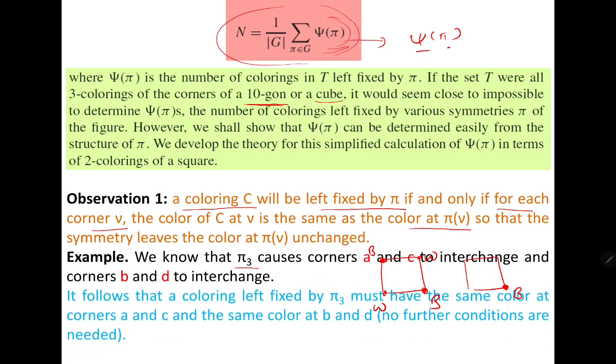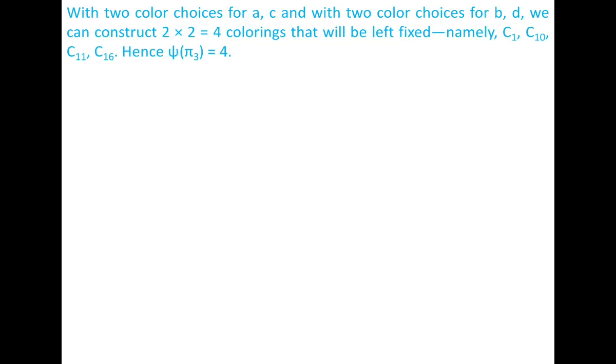As I told you, pi 3 causes corners A and C to interchange and corners B and D to interchange. It follows that a coloring left fixed by pi 3 must have the same colors at the corners A and C, and the same colors at the corners B and D. This we have already discussed. Since we consider two colorings of a square, there are two choices for A and C, either black or white, and two choices for B and D. It means a total of 4 choices, and that's why psi of pi 3 is equal to 4. So this is one technique.